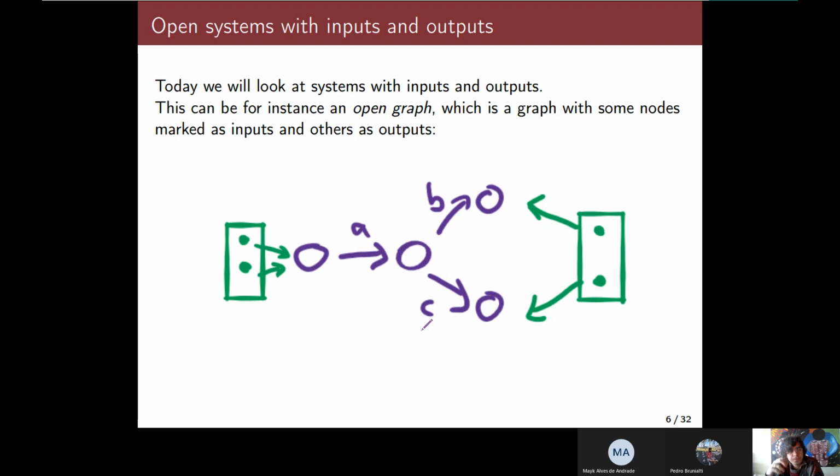So what we'll actually talk about today are models with inputs and outputs. The toy model to keep in mind is an open graph. An open graph is a graph with inputs and outputs, so some nodes are marked as inputs and others are marked as outputs. For instance, we have this set of inputs here, this set of outputs here, and this is our system.